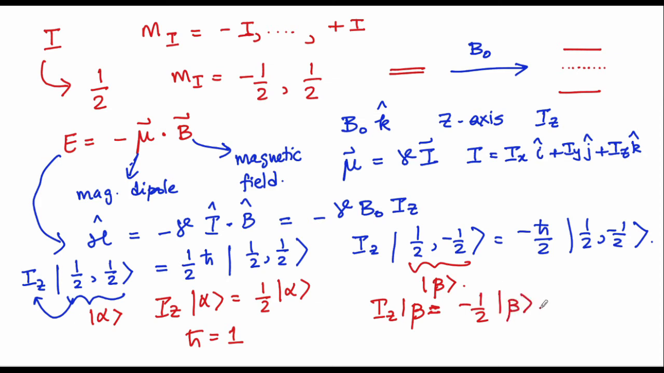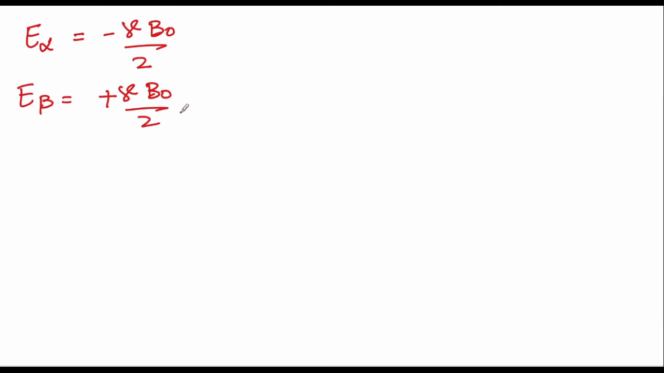When we look at the energy equation, the plus half state will be associated with energy which is going to be minus gamma B naught by 2, and the beta state is going to be associated with plus gamma B naught by 2. So let's write it again. E of alpha is going to be minus gamma B naught by 2, and E of beta is going to be plus gamma B naught by 2. Since we just saw a bunch of examples where gamma greater than 0 is the most common, of course, except 15N, which is a spin half nucleus.